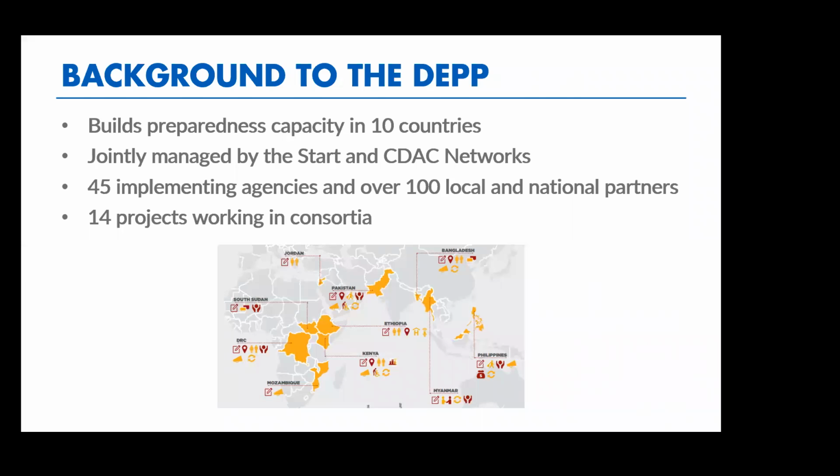And the DEPP was designed to be highly collaborative in several ways. It is jointly implemented by the START and CDAC networks. It also involves 45 implementing agencies and over 100 local and national partners that are partnered with those implementing agencies. There are 14 projects in the program, and all of them are designed to be led in consortia. So that's 2 or more agencies working together to implement each project. So it's highly collaborative in nature, and this was absolutely designed on purpose.